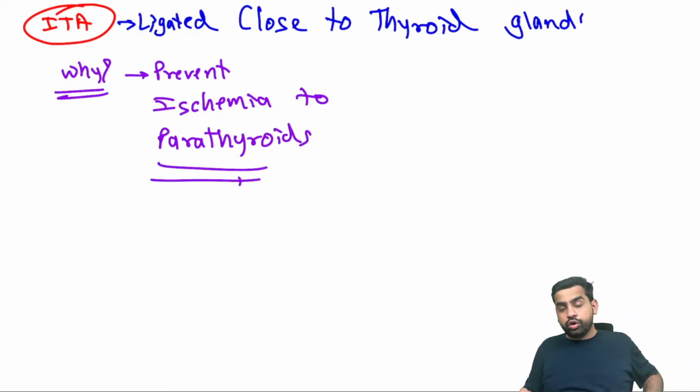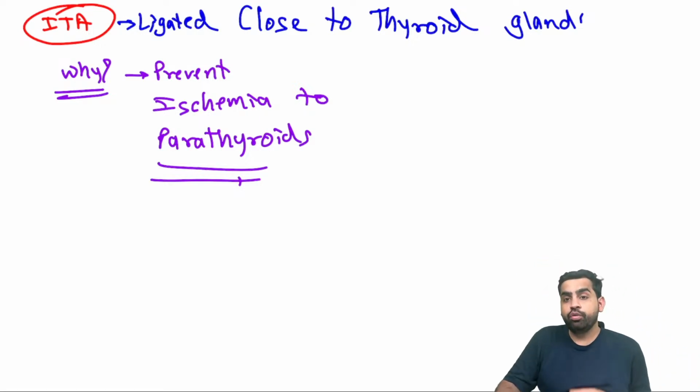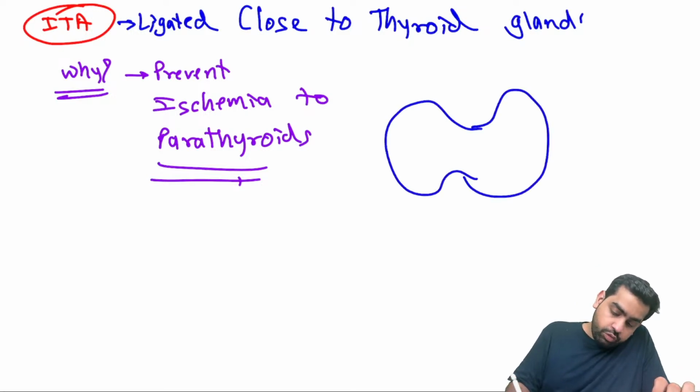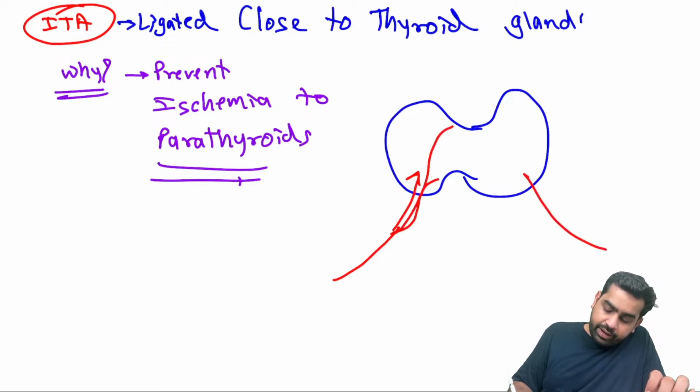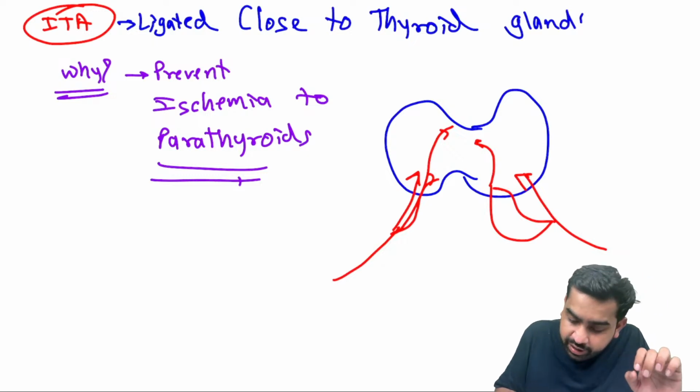Because you want to prevent ischemia to all the parathyroids, that is the reason why you ligate it close to the thyroid gland. What you need to understand is that, let's assume this is a thyroid gland. We have this inferior thyroid artery. Yes, it is going to supply the thyroid, no doubt, but it is also going to supply all the four parathyroids. All four parathyroids are supplied by the inferior thyroid artery only.